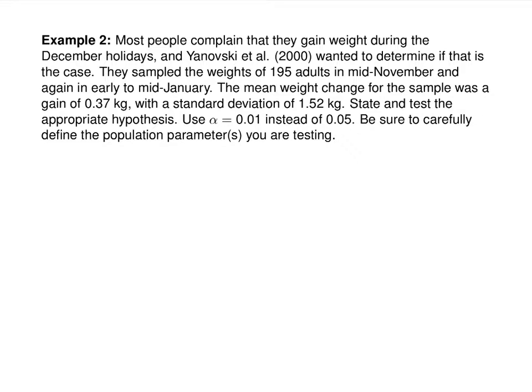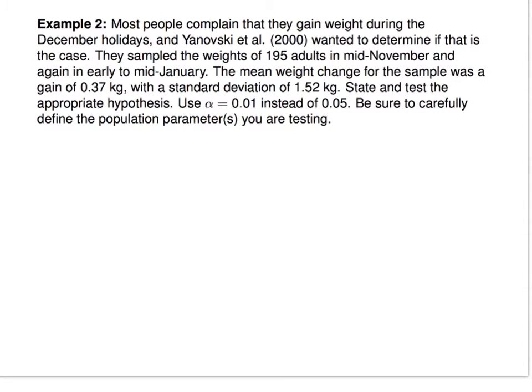So this person wanted to determine if that is the case, and they sampled the weight of 195 adults in mid-November and again in early to mid-January. And the mean weight change for the sample was a gain of 0.37 kilograms with a standard deviation of 1.52 kilograms. So what they told us there is that D bar is equal to what? 0.37, which is approximately 3/4 of a pound, right? It's about 2 kilograms per pound. Really, it's 2.2, but close enough. What else did they tell us? S sub D is... Okay, great.